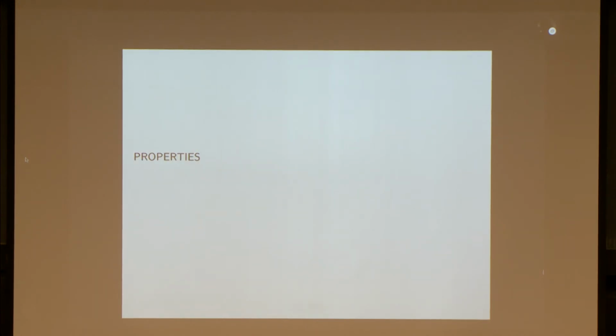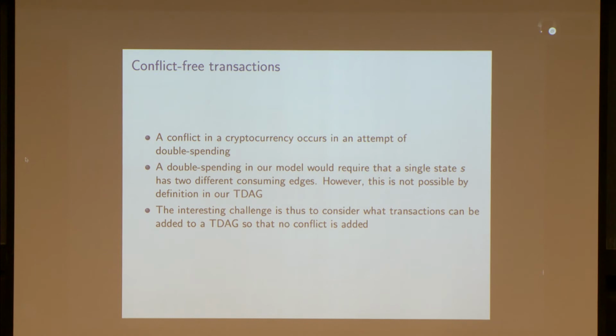In the second part of the talk, let me show you how we can use this model to reason about properties in blockchain. The first one that we're interested in is what we call conflict-free transactions. And the idea is that a conflict in a cryptocurrency is common and occurs when there is an attempt to have a double spend, meaning that a single state is trying to be spent twice. In the sense, like I have some coins and I try to pay Bob and Caro at the same time with the same coins.